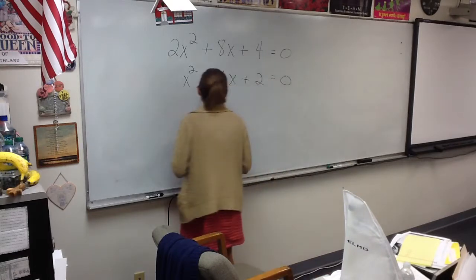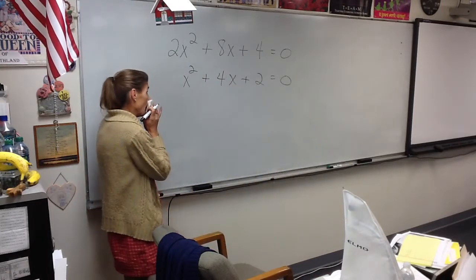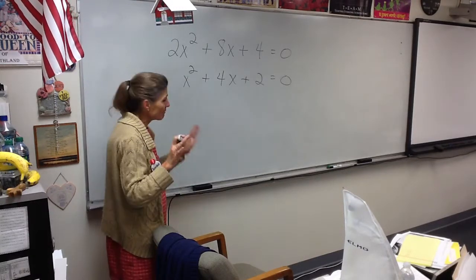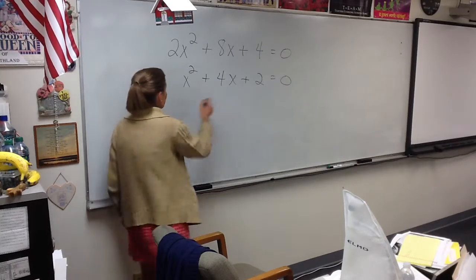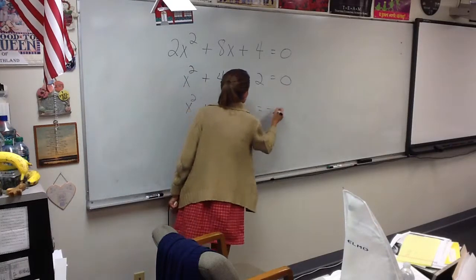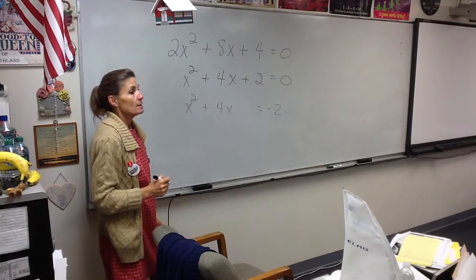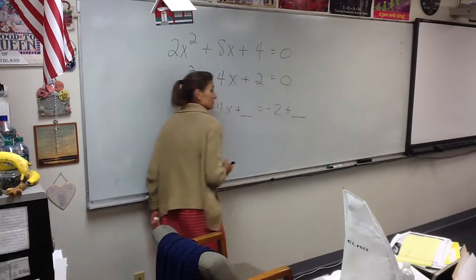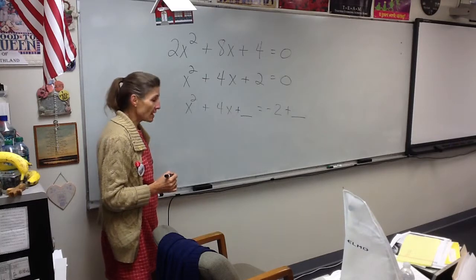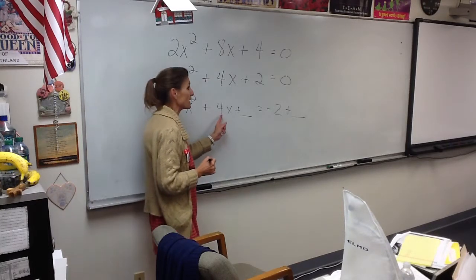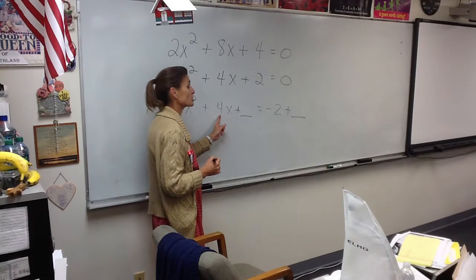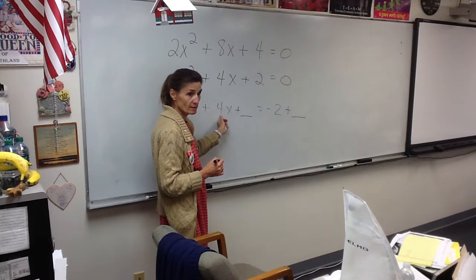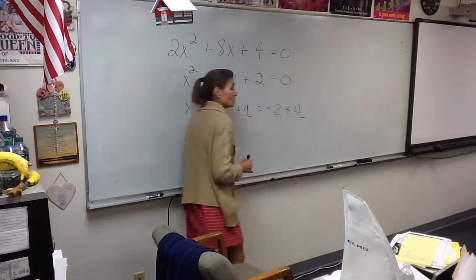All right, so step 1, we are completing the square. So step 1 is divide everything by 2. What's step 2 if we're completing the square? Subtract 2. Get the 2 moved to the other side. Now we are going to add something to both sides, right? To get the number that you add to both sides, you take half of this and square it. So what's half of 4? 2, and 2 squared is 4. So I'm going to add 4 to both sides.